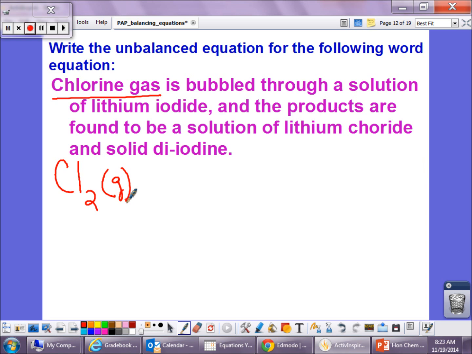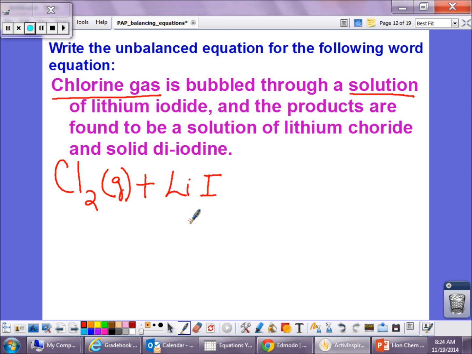Is bubbled through a solution. It says a solution of lithium iodide is bubbled through. So I'm adding it. There are so many words that can mean the same thing. Okay, plus, is added to, react with. They are all plus. It says here lithium iodide. Okay, I know my symbol Li, and I know iodine is I. I know lithium is from group 1, plus 1, iodide, group 7A, minus 1. Plus 1, minus 1, 1-to-1 ratio.